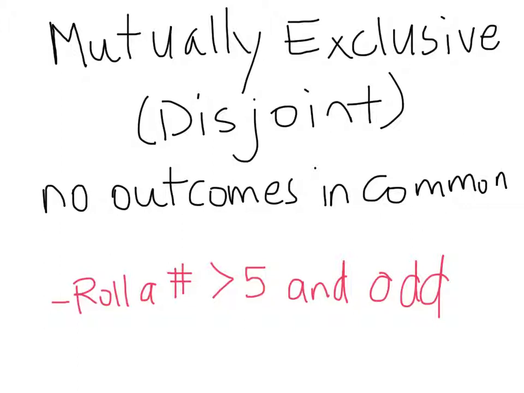Another example might be the probability of a person being 35 and a senior citizen. That can't happen at the same time. So those are a couple examples for you.